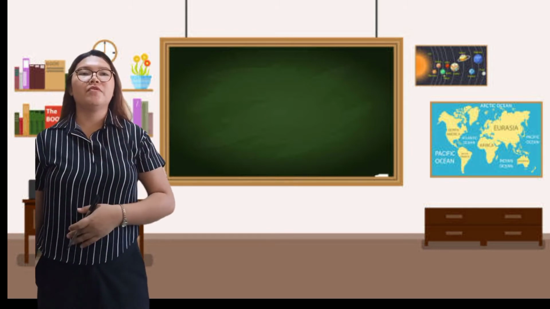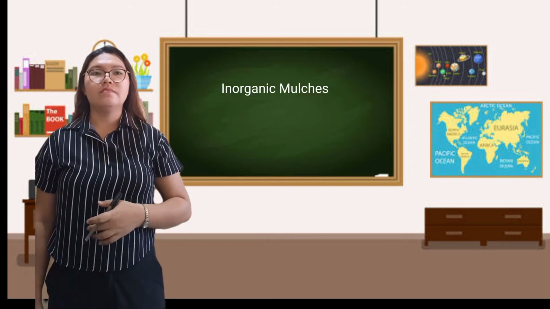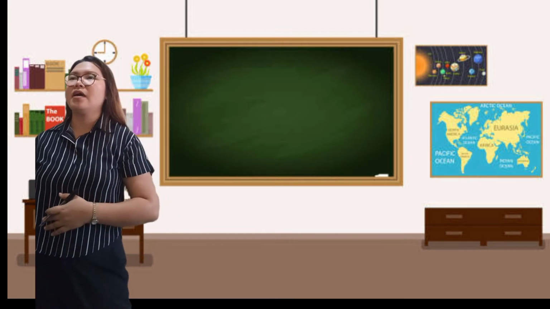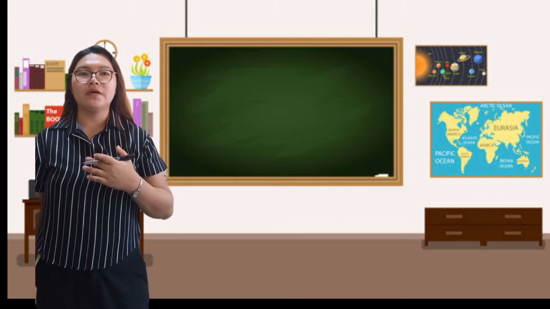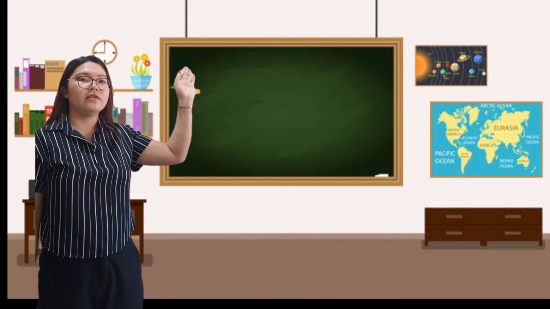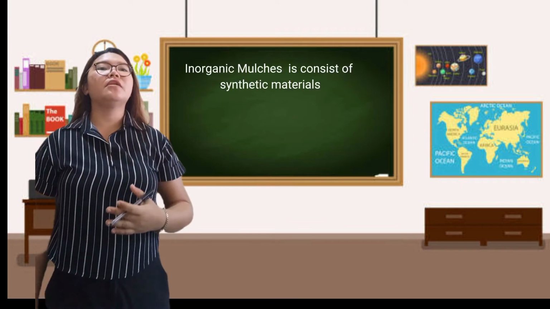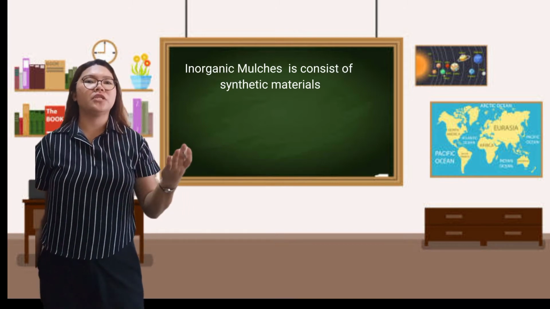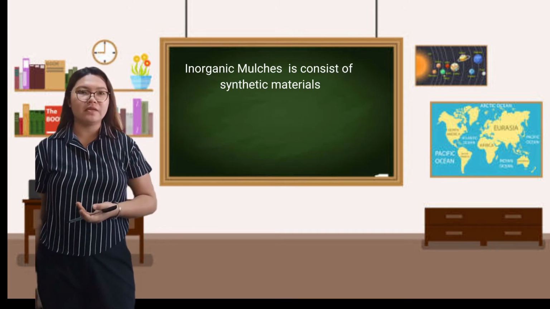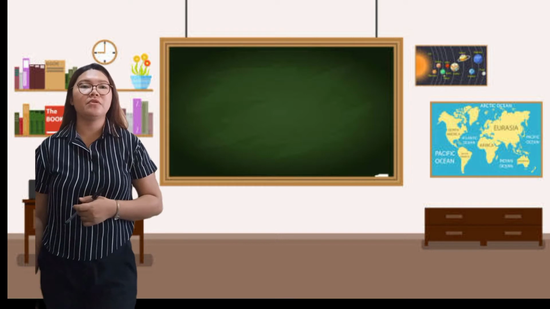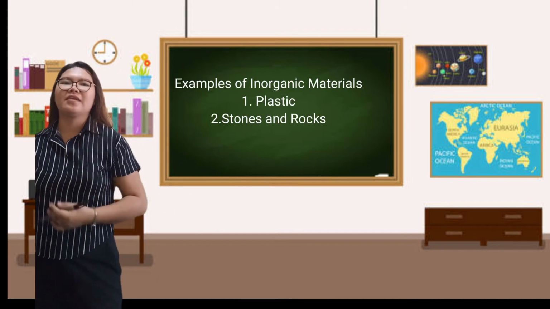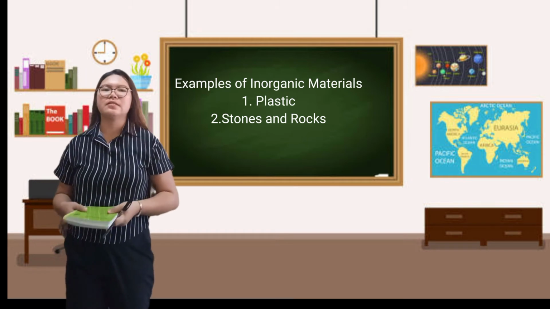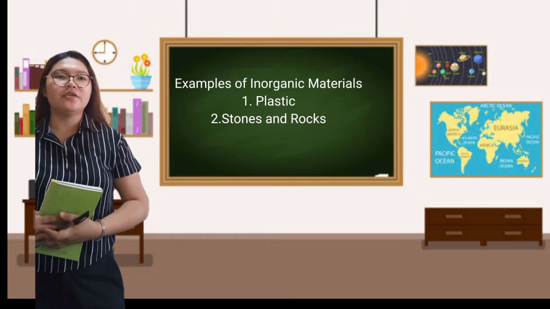The second type of mulching is the inorganic mulches. So anybody have the idea on what inorganic materials are all about? Yes, Mr. Abad? Very good. Inorganic materials or mulches consist of synthetic materials. So give me examples of inorganic materials. Yes, correct. So examples are plastics, stones, and rocks.